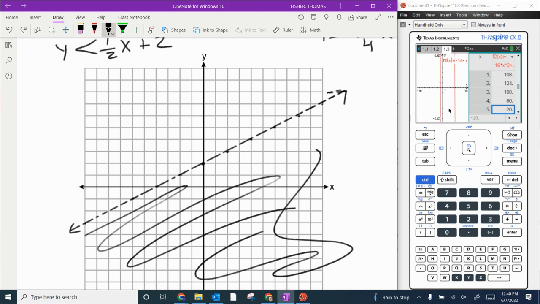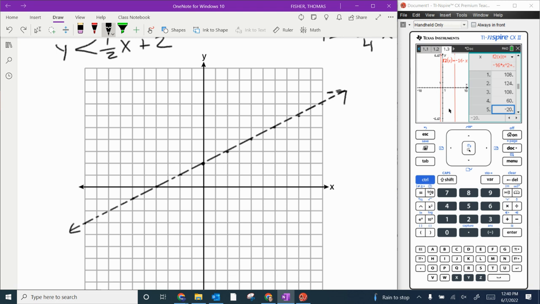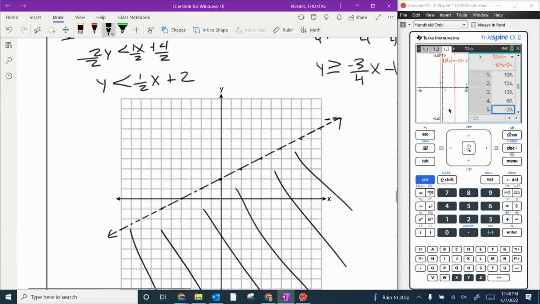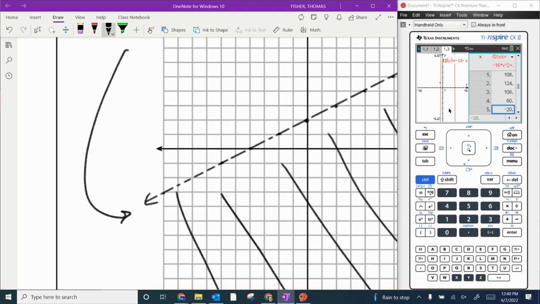I'm actually going to do it a little differently. I'm going to shade it in a way that's a little bit easier to do too. I'm going to do this direction. And the other one, I'll do the other direction, and we'll see where they cross. I'm going to label this too. So this is y is less than 1/2 x plus 2.